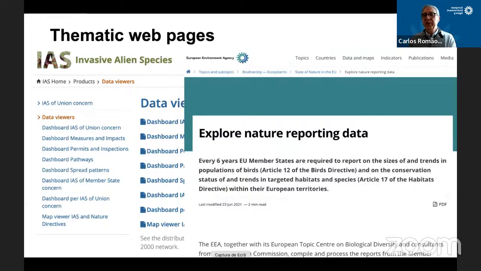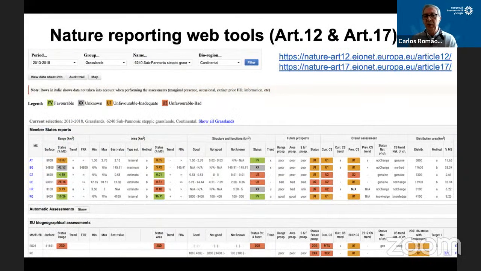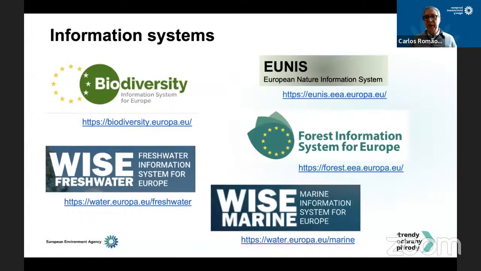We also have a web page for the nature reporting under the Birds and the Habitats Directive that also gives you access to the different data sets, both at the national level and at the EU level. This is just an example of a tool that can be used to choose the reporting period, which habitat. Here I filtered one of the grasslands, the subpannonic steppic grasslands that also exists in Czechia. And you can see in the tables there is data and the assessments made by the countries and at EU level. You can also explore this for both the birds and the habitats directive.